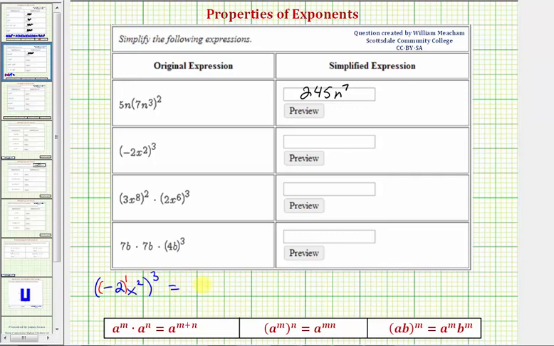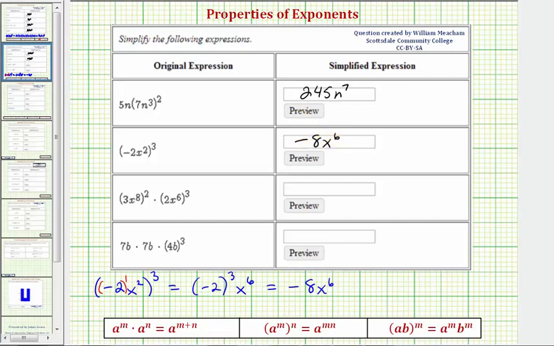We do have to be careful when we have a negative coefficient like we do here. We do need the negative 2 in parentheses, raised to the power of 1 times 3, so we have negative 2 to the third. Then we have x to the power of 2 times 3, so we have x to the sixth. So here, negative 2 to the third will have an odd number of negatives, so this will be negative 8 x to the sixth. On problems like this, when we have a negative coefficient, we do need to be a little extra careful with the signs. So again, we have negative 8x to the sixth.